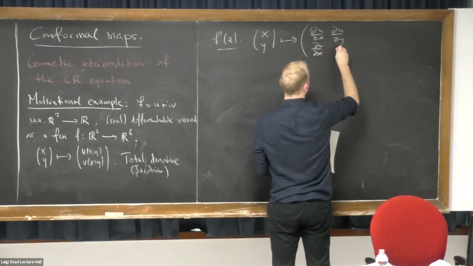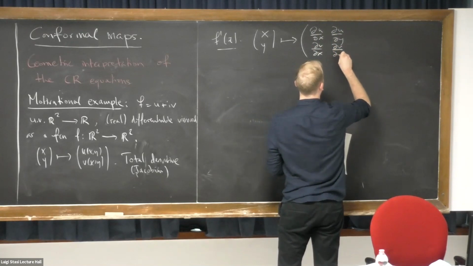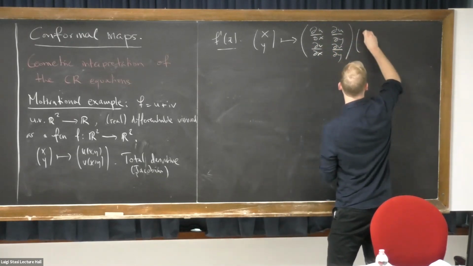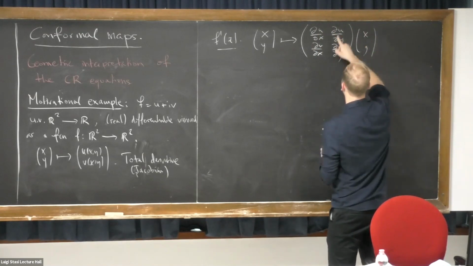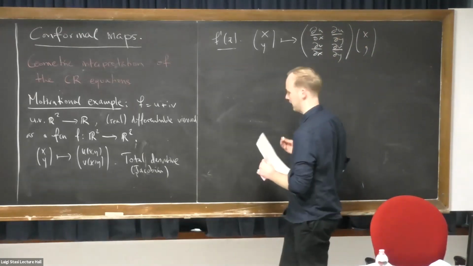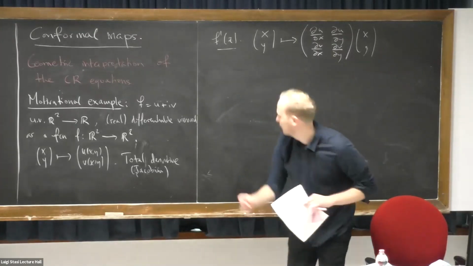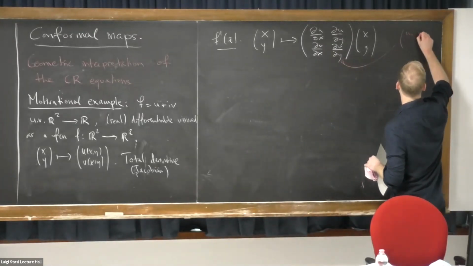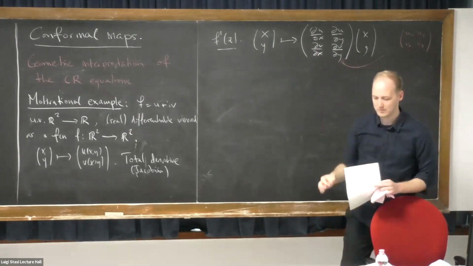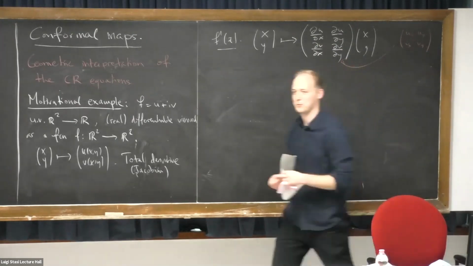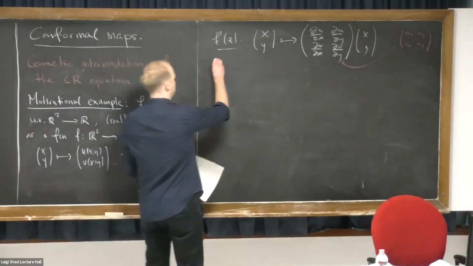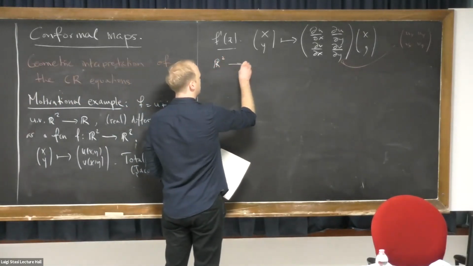Very soon, by the way, I will stop writing this out because it is too much to write. So I will start calling these things u sub x, u sub y, and so on. I will start writing it u_x, u_y, v_x, v_y. You see, it is at least three times as fast. So you have this linear map from R2 to R2.